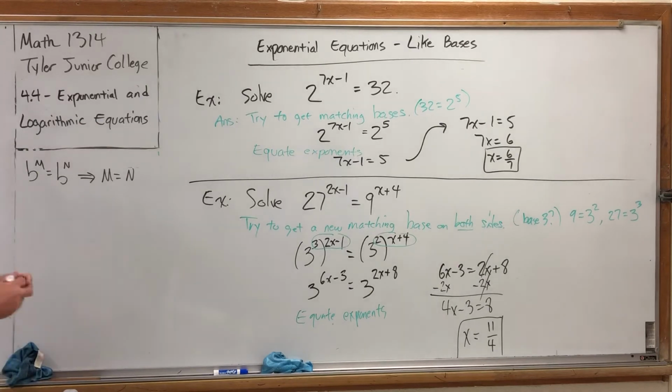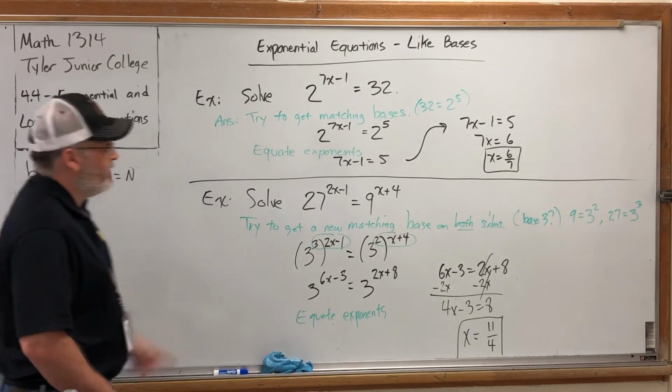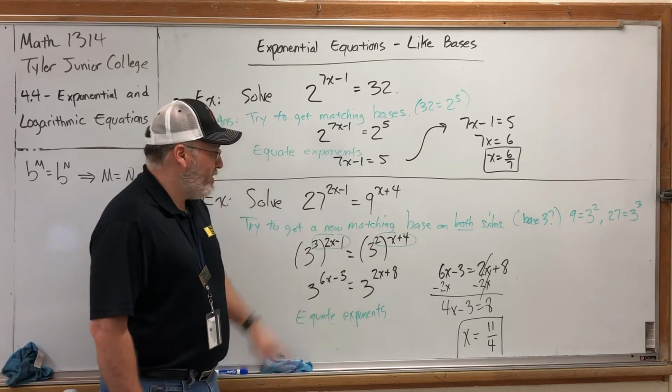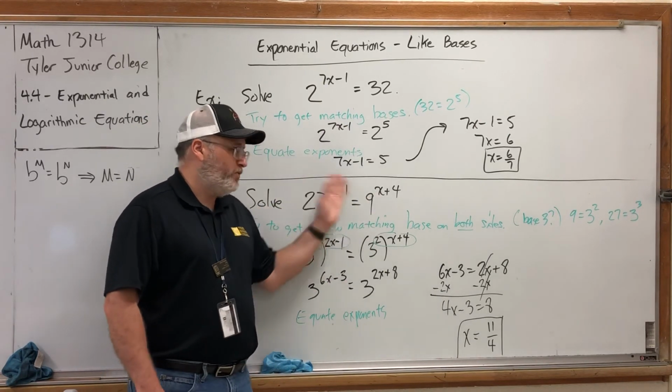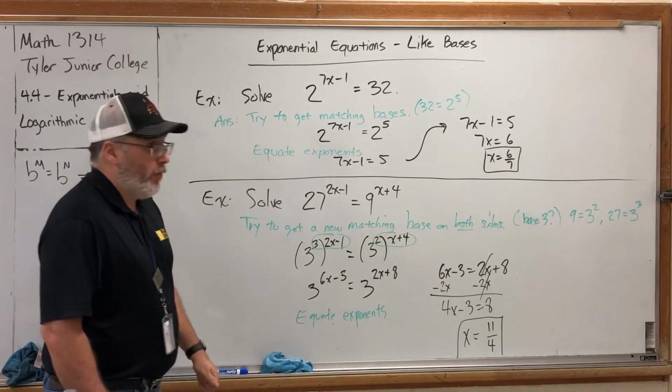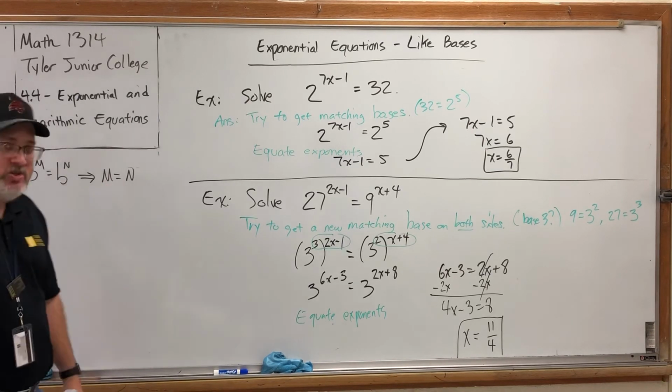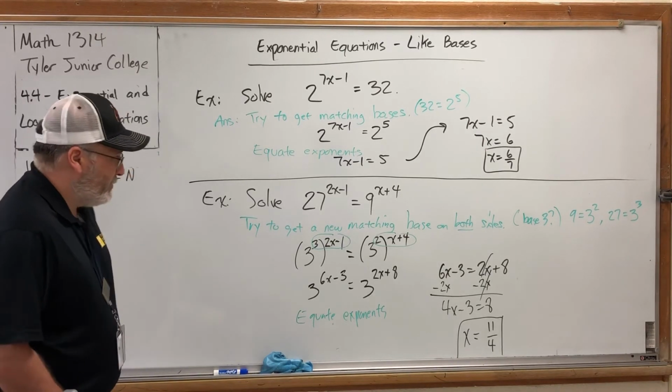So to summarize, some exponential equations we can solve by getting like bases, meaning that we rewrite one or both sides possibly to expose the same base. In this case, the base was 2, one of them already was. In this case, the base was 3 because neither original base was a power of the other, but they were both powers of 3. Once you get equal bases, then you just equate the exponents and finish solving. This does raise a big question though.